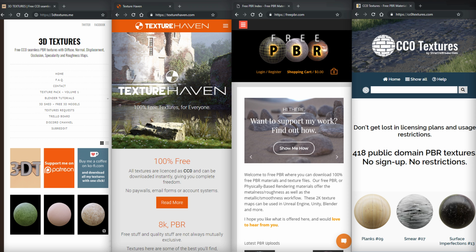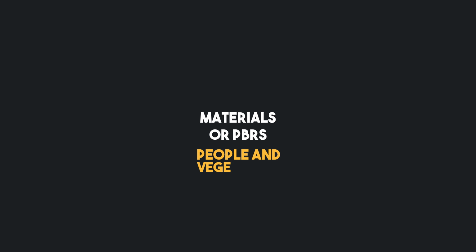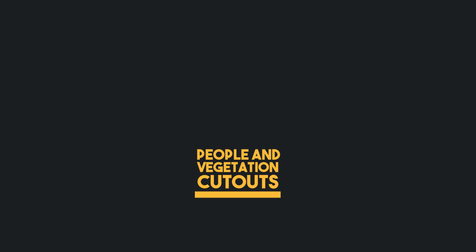But an architecture texture library isn't composed only by materials or PBRs, so let's take a look at some people and vegetation cutouts. For cutouts, there are loads of free stuff out there, but for very high quality files, a subscription to a website is well worth it. I'm gonna go over my favorites. Those are the ones that I've gone through to compose my own library.